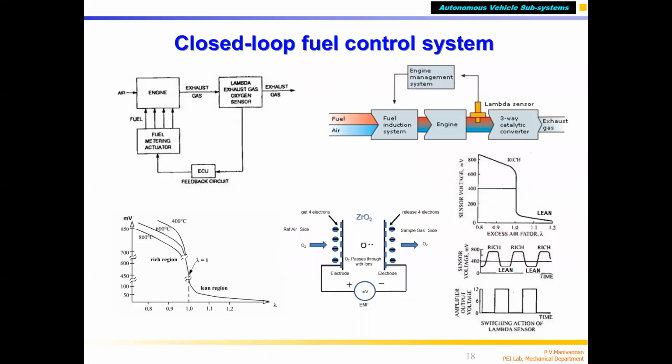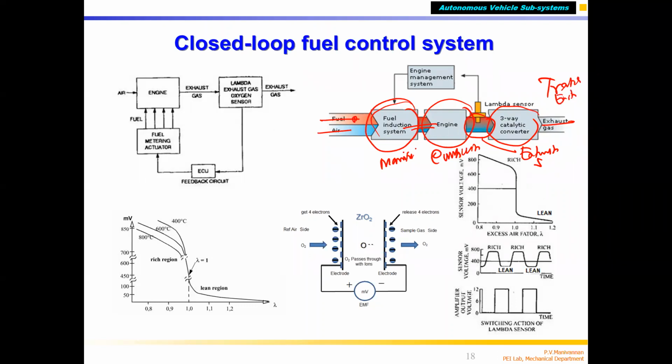Then, for closed loop, I told you that you have your engine combustion chamber, and this is your manifold where the injector is located. Air is going in, fuel is injected, and they mix inside the manifold and enter the combustion chamber. Then spark is given, combustion happens, and the exhaust gas goes through the three-way catalytic converter. Finally, this is the treated exhaust.